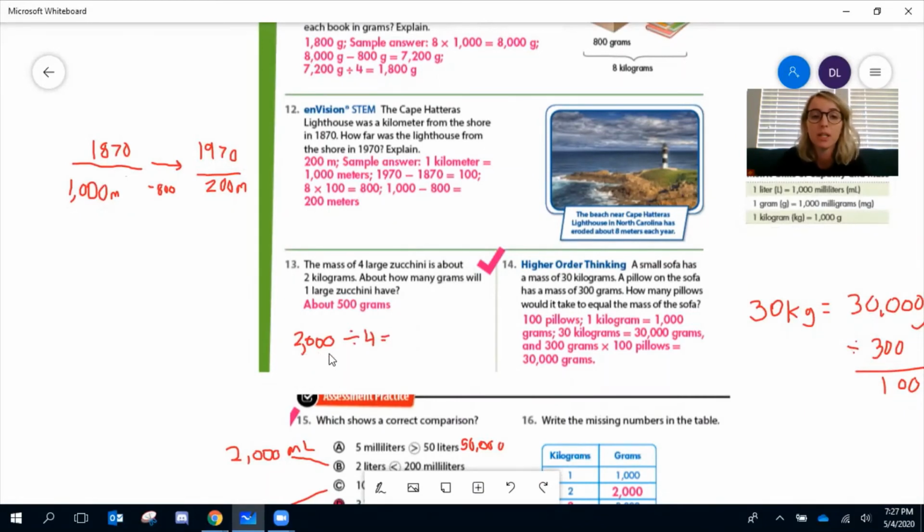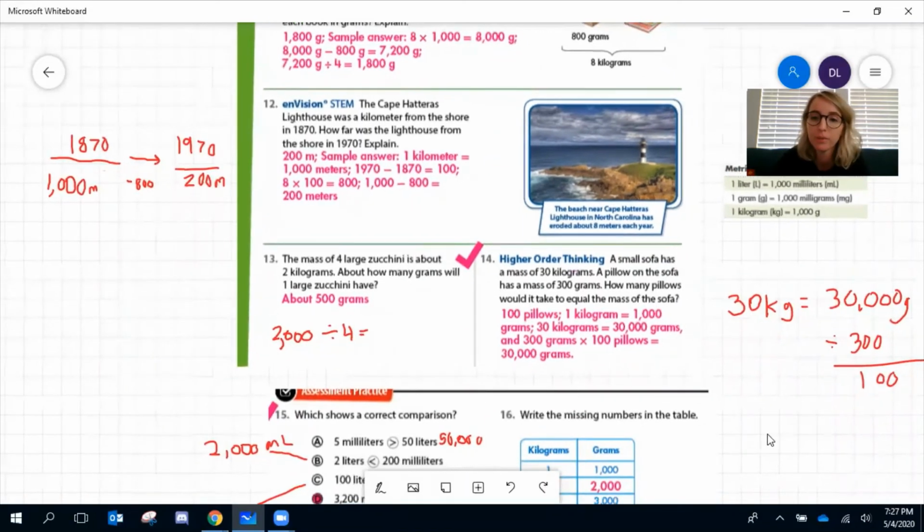And then we need to divide it by 4 because there are 4 zucchini. So when we divide 2,000 by 4, we get 500. So our answer would be about 500 grams. For number 14, it says a small sofa has a mass of 30 kilograms. A pillow on the sofa has a mass of 300 grams. How many pillows would it take to equal the mass of the sofa?